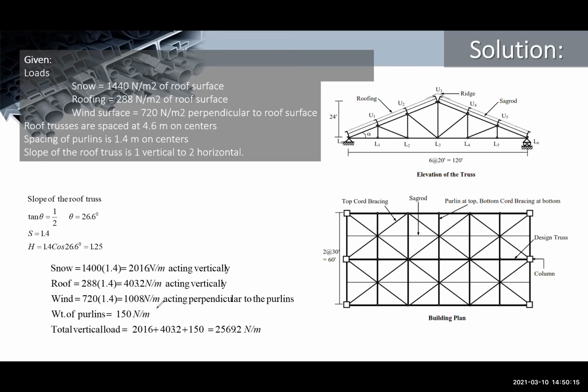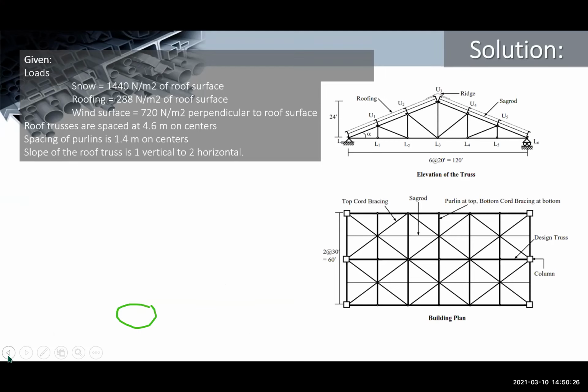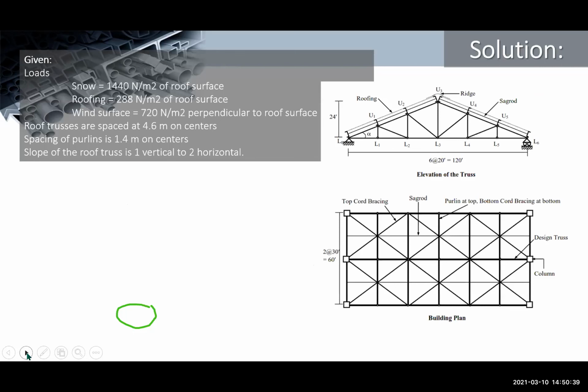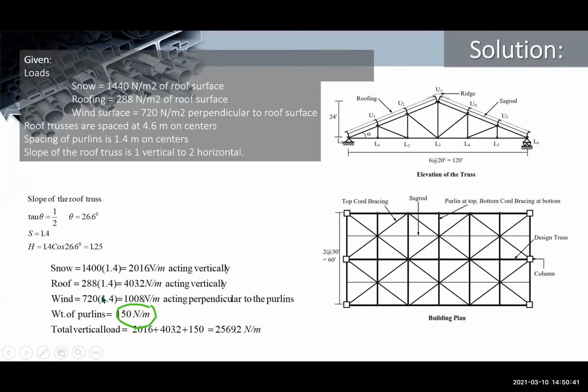And then, the weight of the purlin. Why is it 150? Where did I get the weight of the purlin? Actually, I just assumed it, since this is the design of the purlin and we don't have it yet. This is the typical weight of our purlins, like 124, 175. Since we are designing, we don't know yet which one will be used. So, I just assumed the weight of the purlin. I made it 150. It is just an assumption.